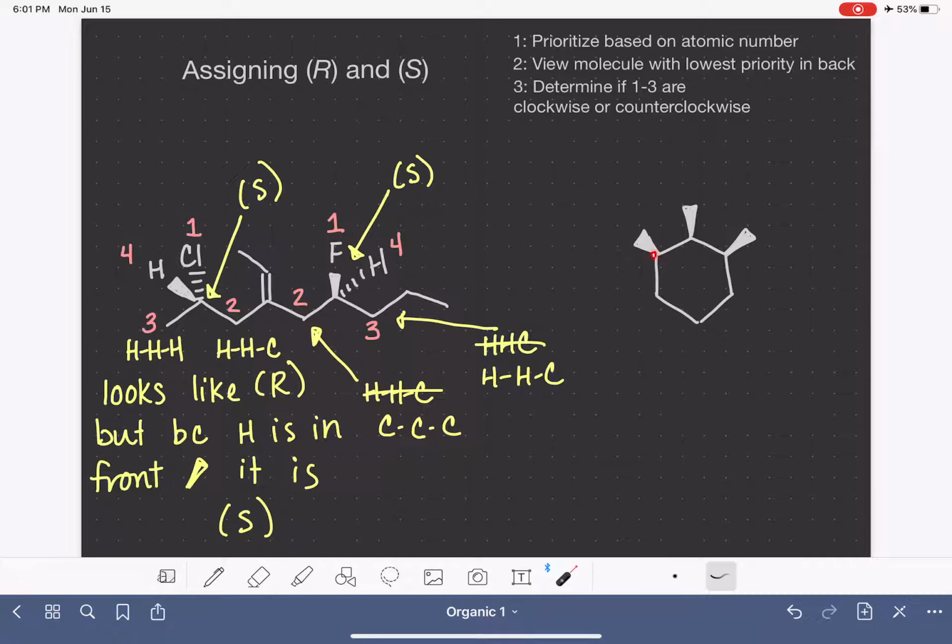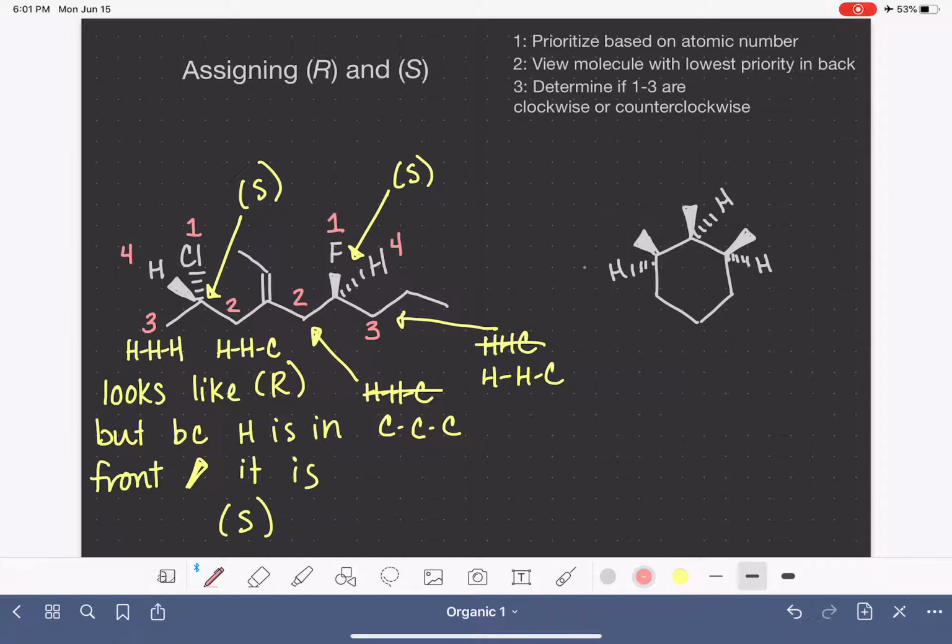Now let's assign the stereochemistry to the 3 chiral carbons in this particular molecule right here. We have hydrogen atoms that are all on the dashes, which is fantastic, which means that all of these carbon atoms, we're looking at all of them from the right direction. Step 2, we won't have to rotate anything.